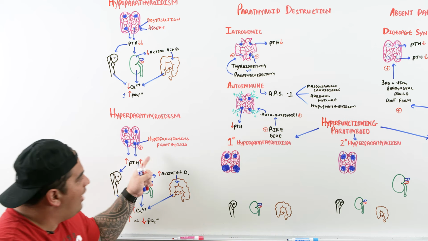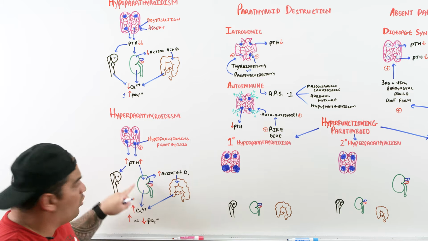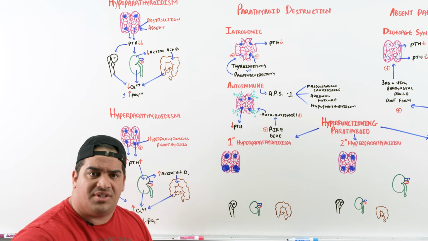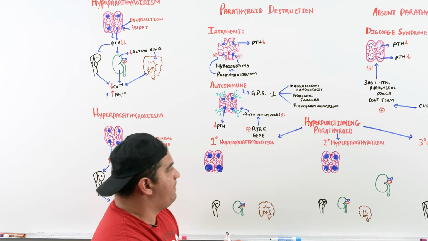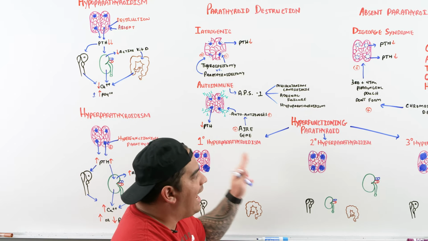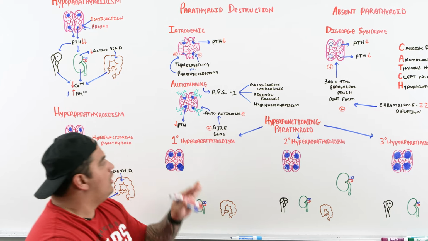Okay, we now know that a hyperfunctioning parathyroid is the source for this. It's the primary pathophysiological process. What are the causes of this process? Well, there are 3 types of hyperparathyroidism: primary, secondary, tertiary. Not too bad, right?